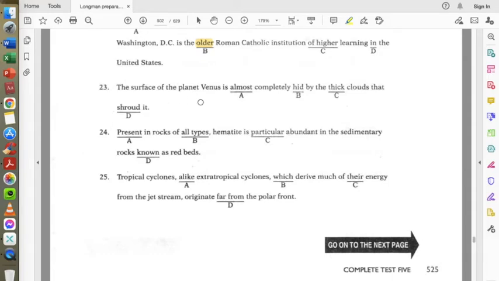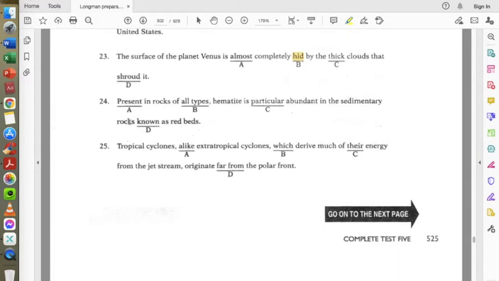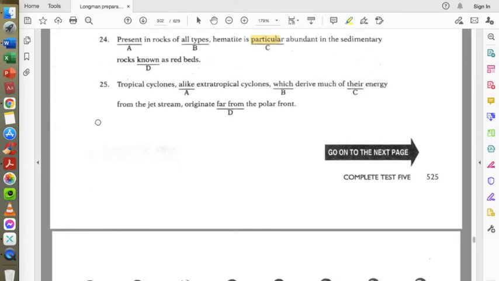Number 23, the surface of the planet Venus is almost completely hidden by thick clouds that surround it. Hid is the simple past. We need verb 3, or past participle, hidden. It is completely hidden. Again, passive voice, by something. Number 24, present in rocks of all types, hematite is particularly abundant. We've got an adjective here. We want an adverb to describe the adjective. Abundant in the sedimentary rocks, known as red beds. They are known by scientists.